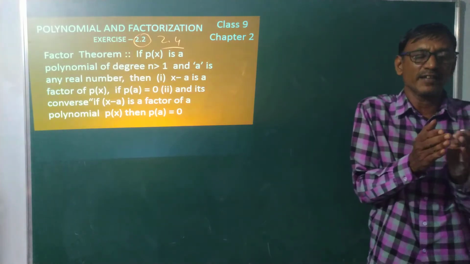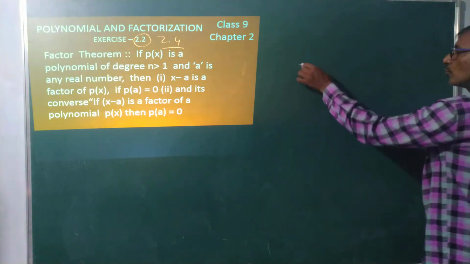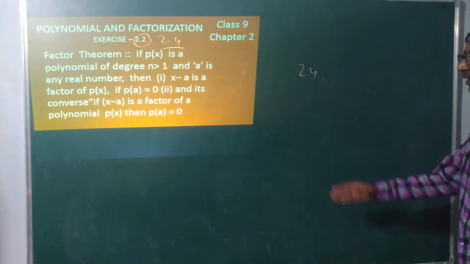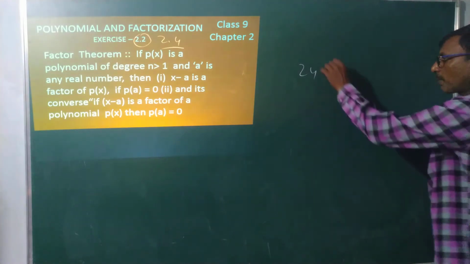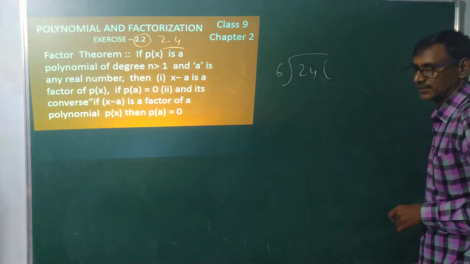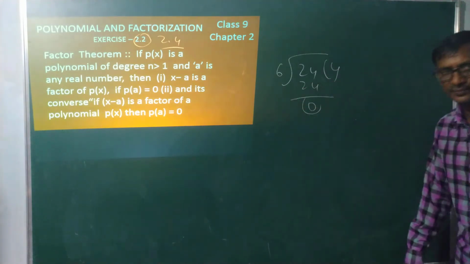So we'll see with some examples in numericals. Suppose I have 24, 6 is a factor of 24. It's right. Suppose you divide by 6: 6 4s are 24 and the remainder is 0.